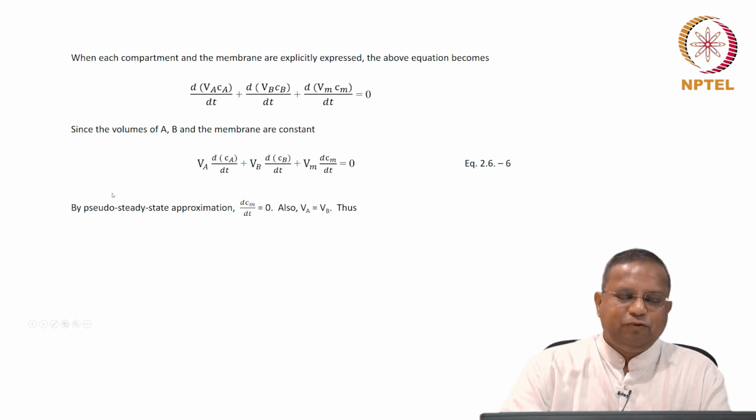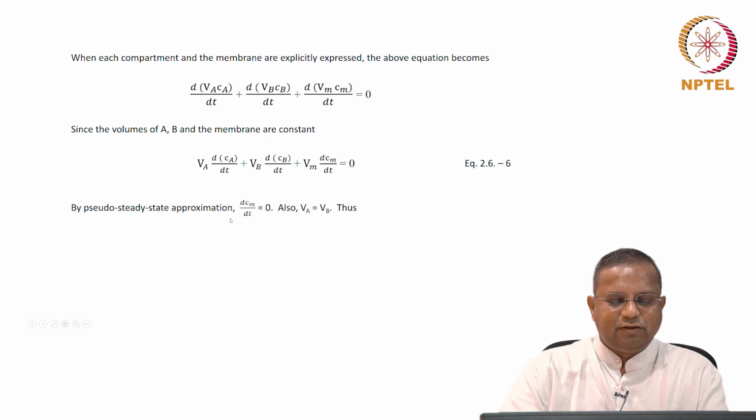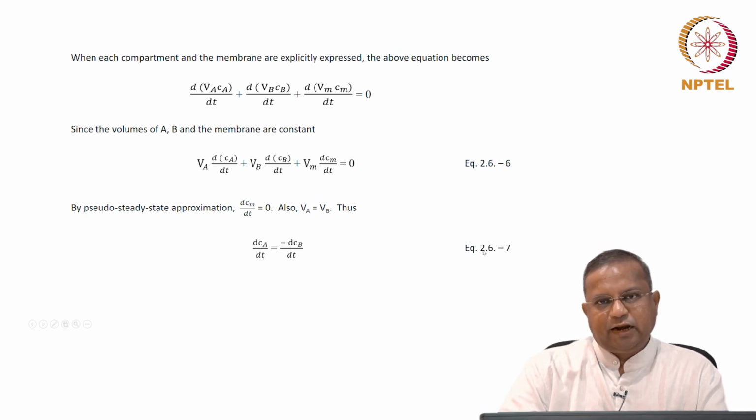Now, we have our beautiful pseudo steady state approximation, PSSA, and by that d/dt of Cm is 0. It is a steady state, the concentration at any point in the membrane cannot change with time. Therefore, that is 0, and also we know that both A and B have equal volumes. So, Va equals Vb, and they get cancelled out. Therefore, d/dt of Ca equals minus d/dt of Cb. Okay, just take it to the other side. Equation 2.6-7.